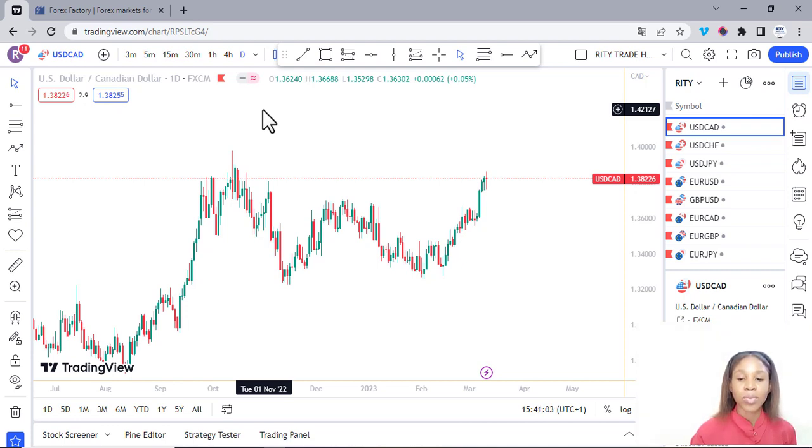I am going to be looking at some pairs with high probability setups for the week, okay? These ideas and analysis are for day trading, because I will be dropping forecasts on a weekly basis.